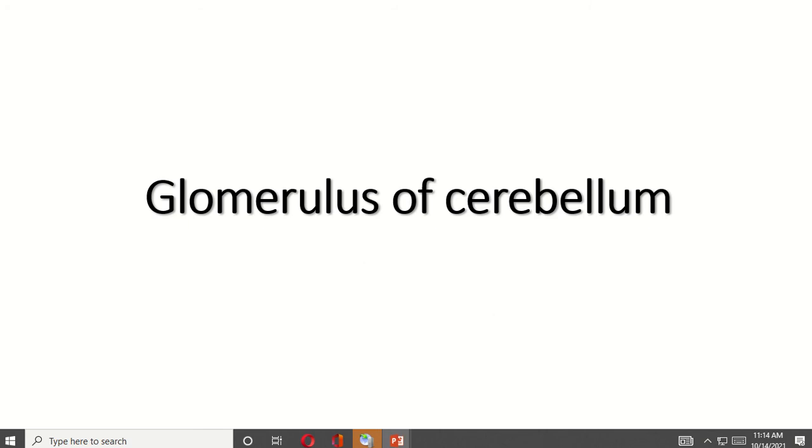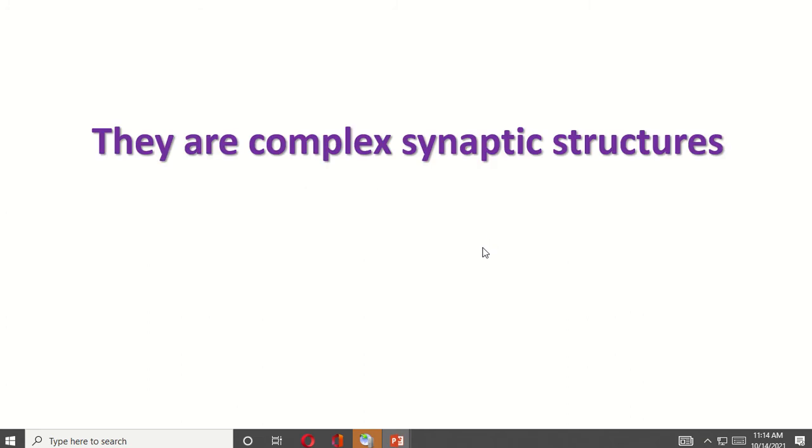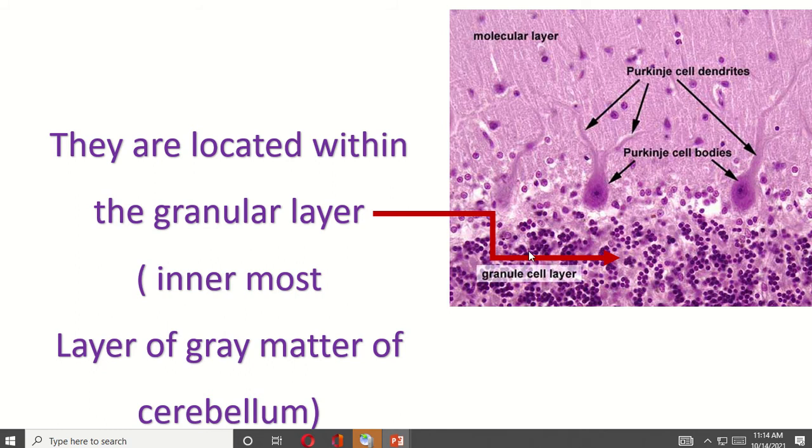In this video I discuss the glomerulus of the cerebellum. They are complex synaptic structures. They are located within the granular layer, the innermost layer of the gray matter of the cerebellum.